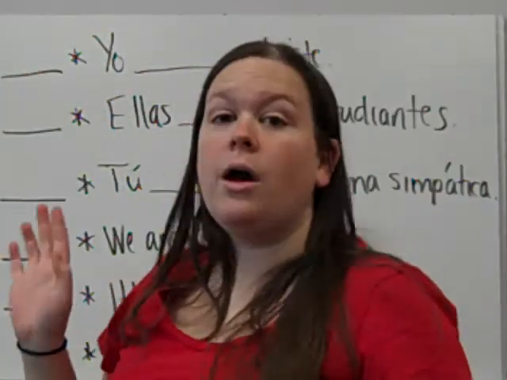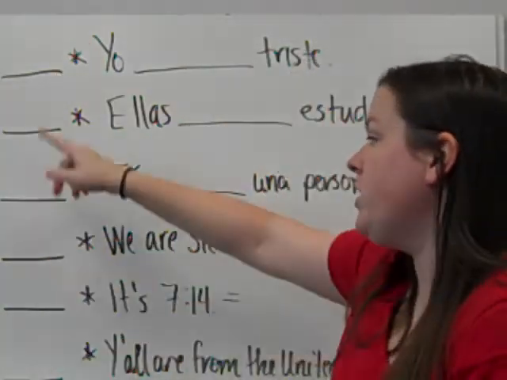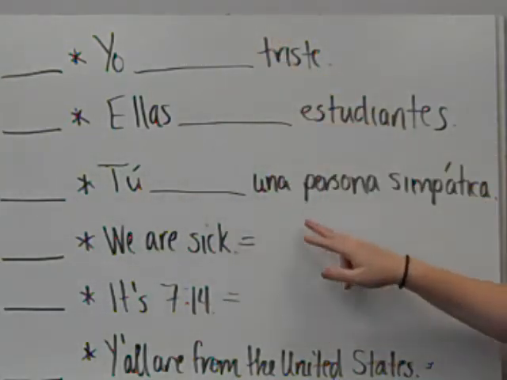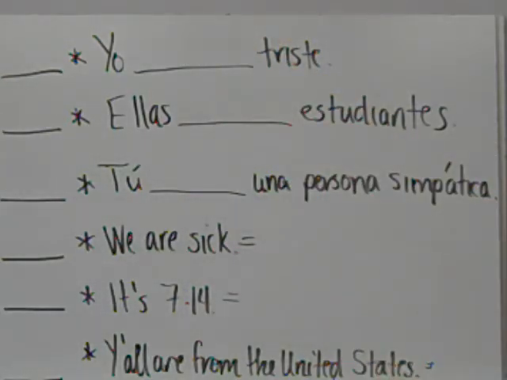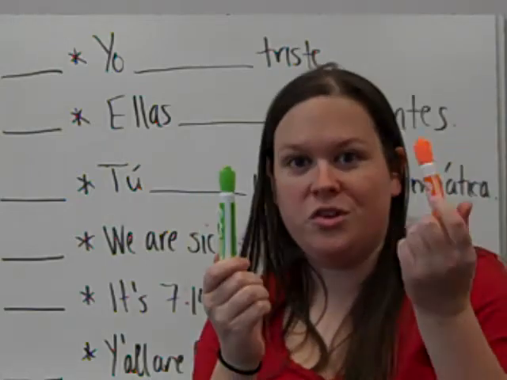All right, here I want you to pause in a moment. You need to write why you use ser or estar, and these ones fill in the blank, these ones translate. All right, going to fill these in together. Remember, green is ser, orange is estar.